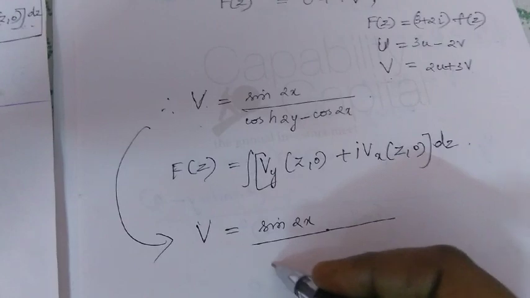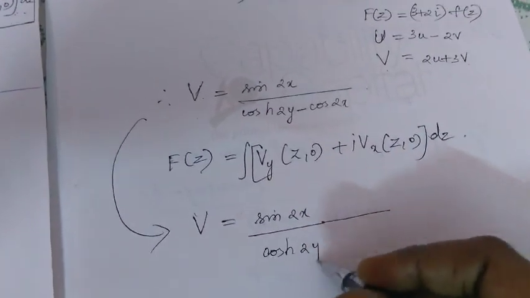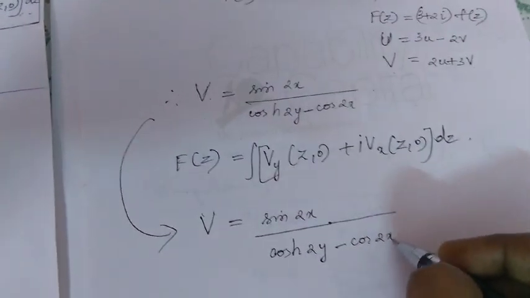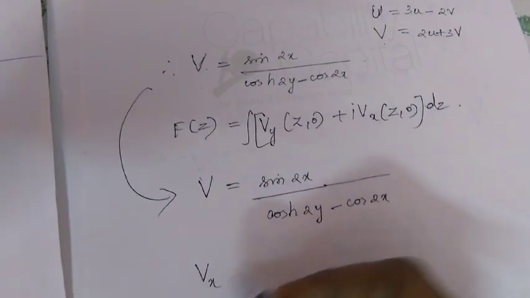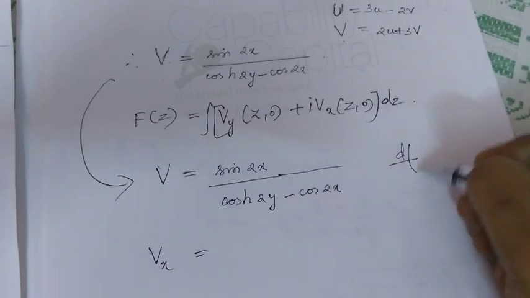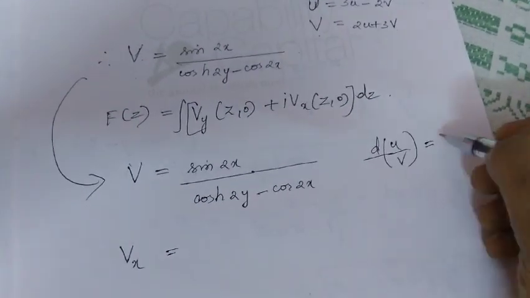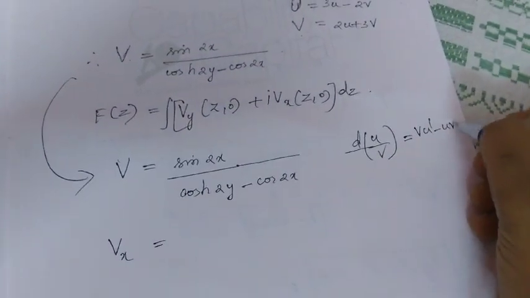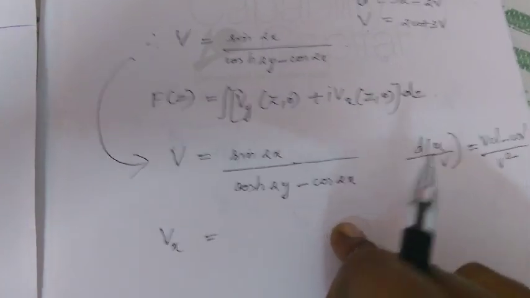So it is sin 2x by cosh 2y minus cos 2x, right? So we'll find your Vx here. This you have to do in the form of u by v. Differentiation of u by v, it is what? (v u dash minus u v dash) by v square. The same formula we had actually in the previous class.